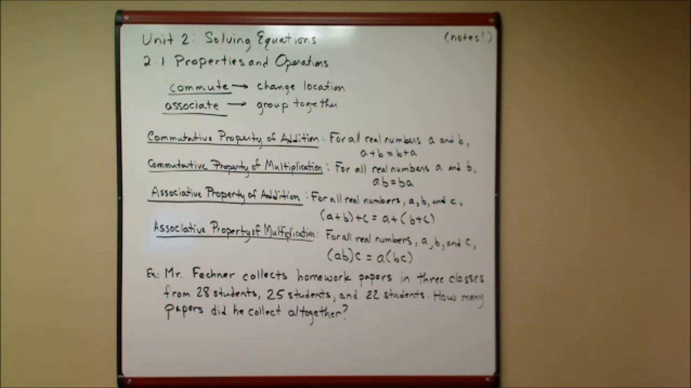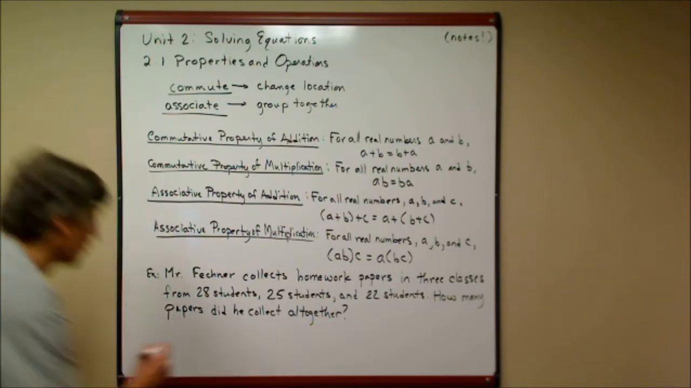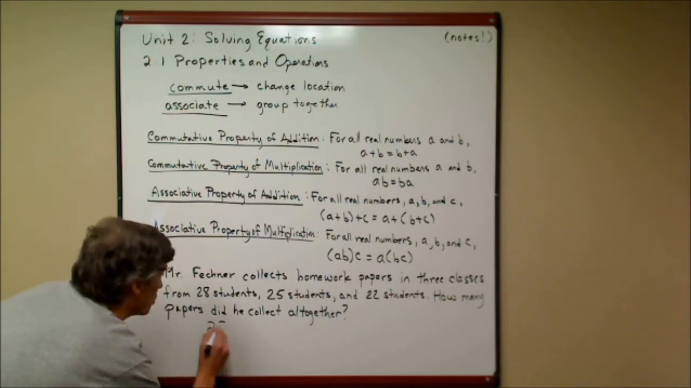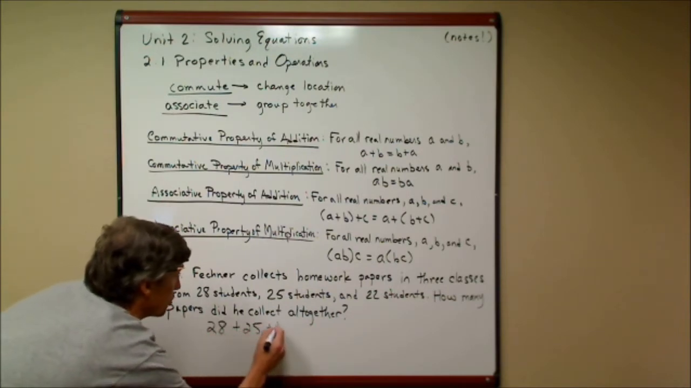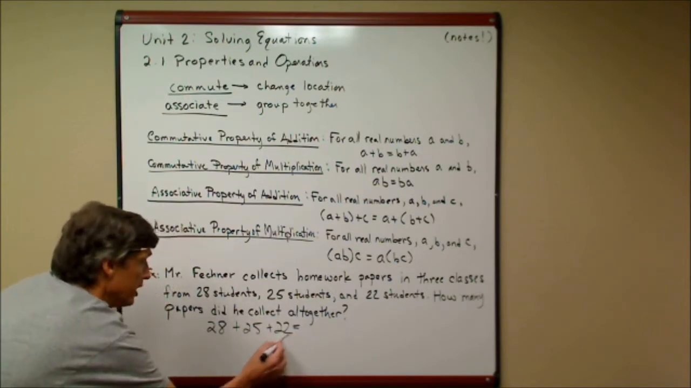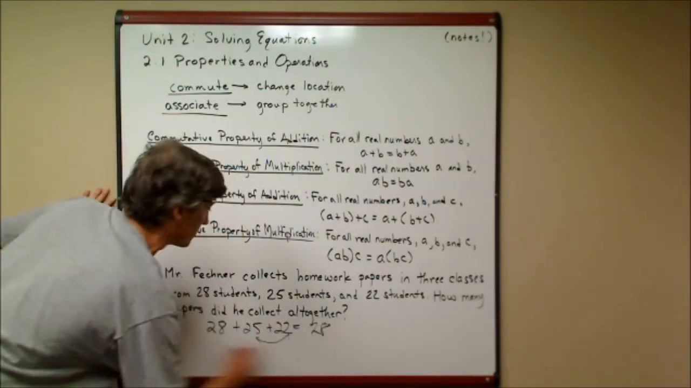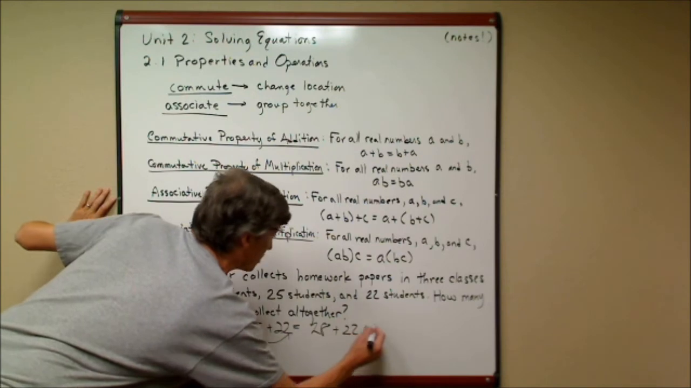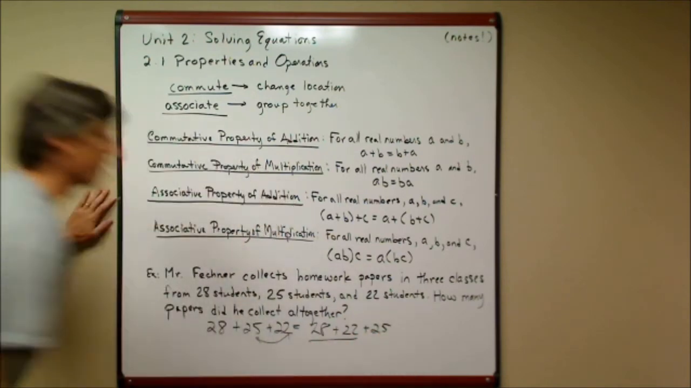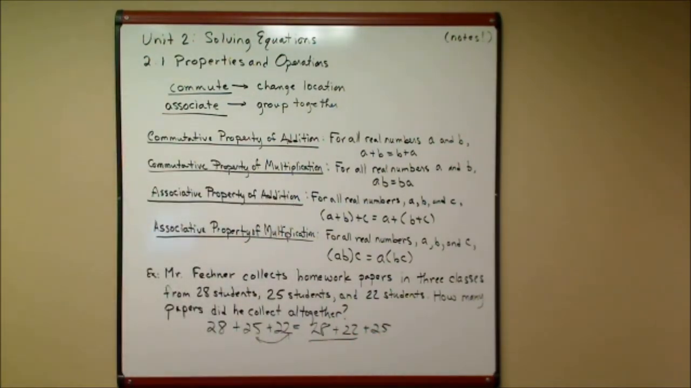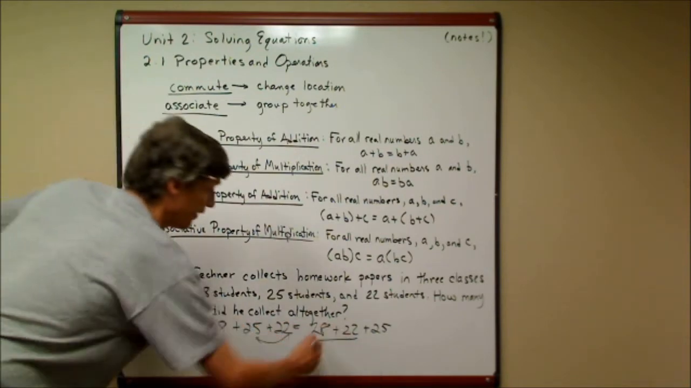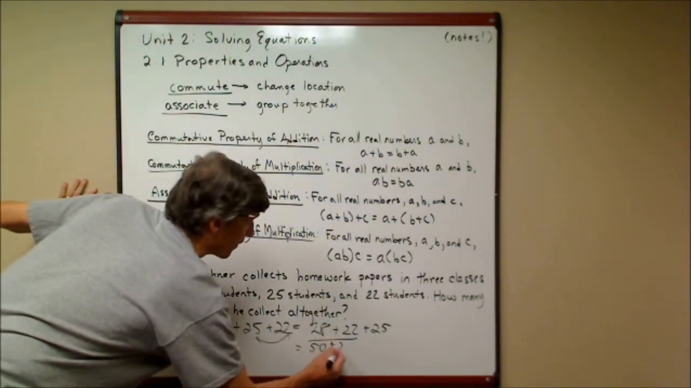Here's an example. Mr. Fechner collects homework papers in 3 classes from 28 students, 25 students, and 22 students. How many papers did he collect altogether? So if I write down 28 plus 25 plus 22, I'm going to change the order here. I'm going to use the commutative property of addition. I'm going to write this as 28, the first one staying the same, plus 22 plus 25. The reason I'm doing that is if I add those two numbers, I can do that in my head because it comes out to a nice round amount. This is 50. So I add 50 plus 25, or 75.